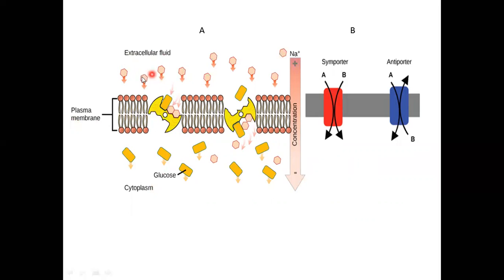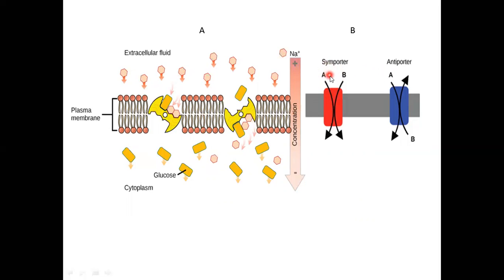This is the sodium. We know that the sodium concentration outside is higher, so this sodium will come inside. When it comes inside, it creates a kind of energy which helps this glucose molecule to enter along with it. So along with sodium, this glucose molecule also enters the cell. This is known as secondary active transport, and this type of transport occurs by either symporter or antiporter.